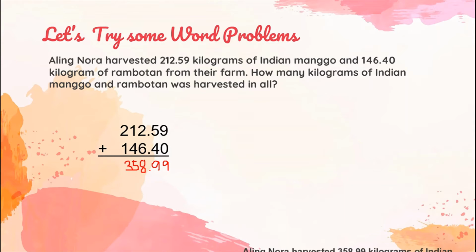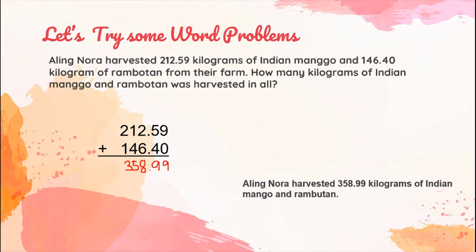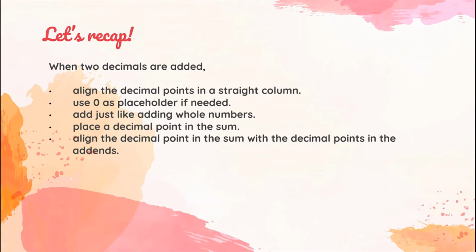So, Aling Nora harvested 358.99 kilograms of Indian mango and rambutan. Okay, very good, kids. Now, let us recap the things that we have discussed when we add decimals.